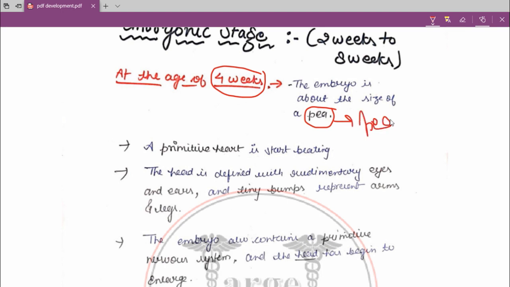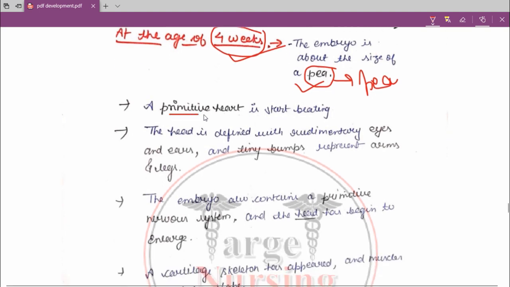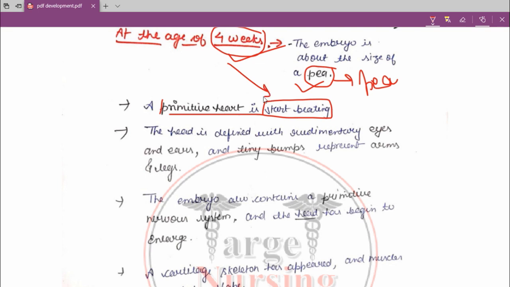Okay, that small the embryo was. At this time, the embryo will be the size of a pea, that small at the 4th week. Okay, and a primitive heart is started beating. Meaning a primitive heart started beating at the 4th week.